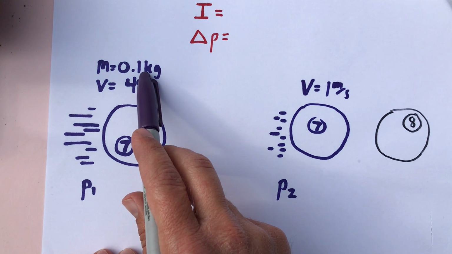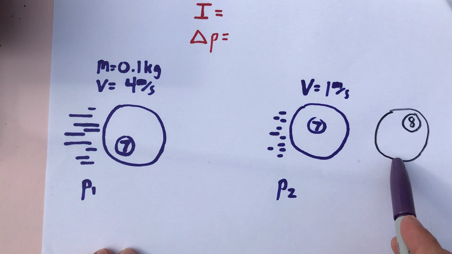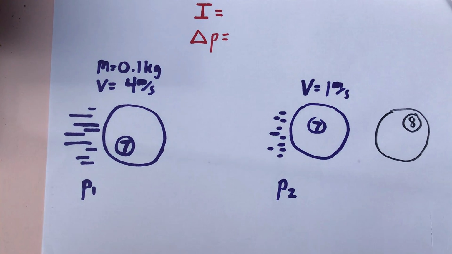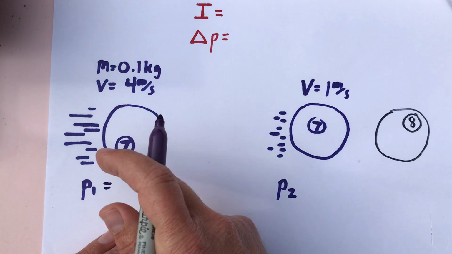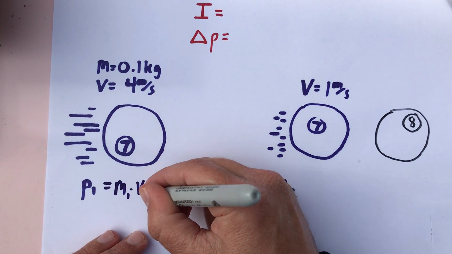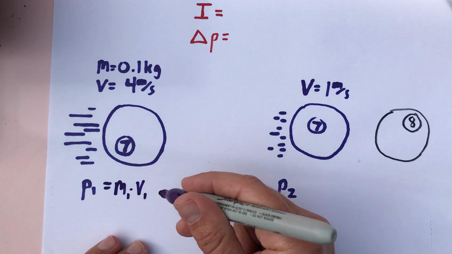They give us the mass as 0.1 kilograms, and then it slams into the 8 ball and it slows down because of that, and now it's only going 1 meter per second. So the first thing is, what is its first momentum? Well, that's simply going to be its mass times its first velocity there. So that's easy enough to do.